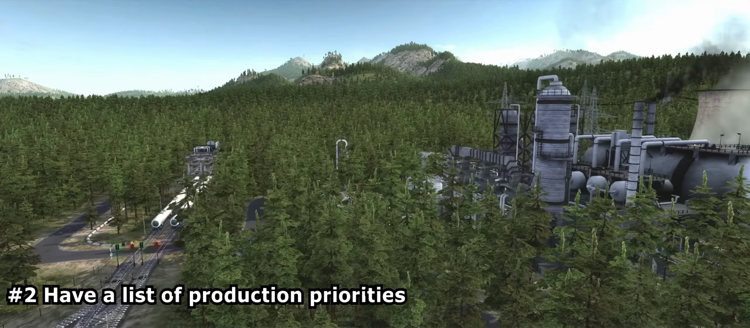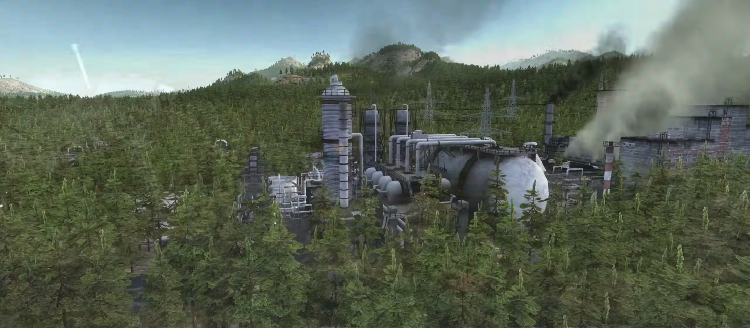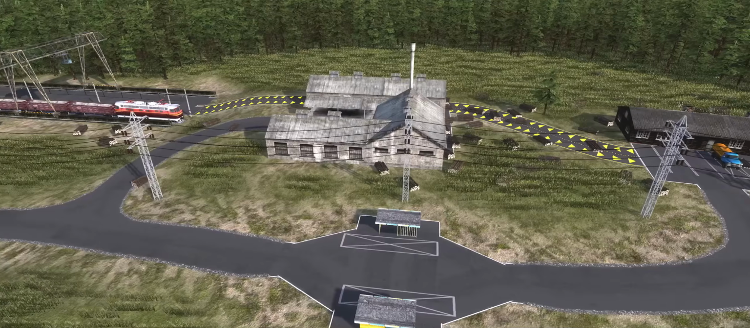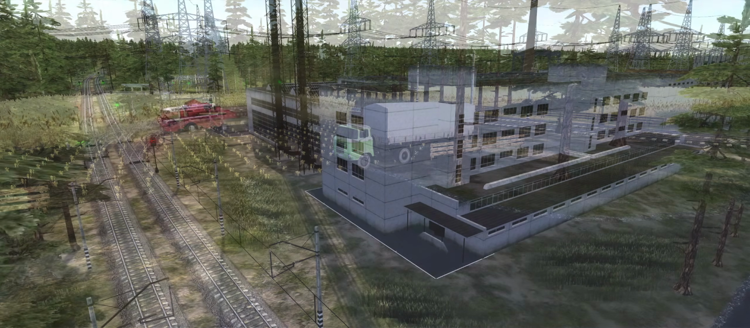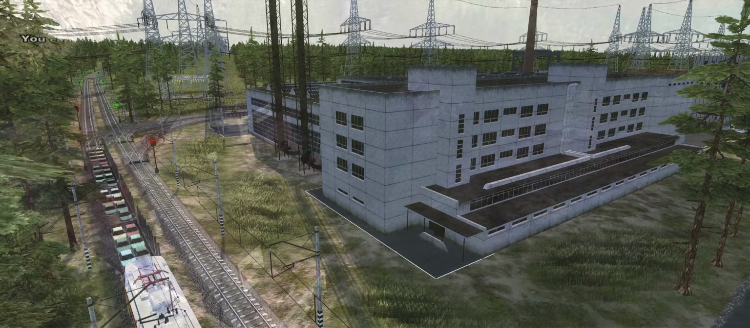Number 2. Have a list of production priorities. It's always a good idea to plan ahead. Decide early what is more important to you. Money, being self-sufficient, being an industrial powerhouse? Whatever your goal is, plan accordingly.